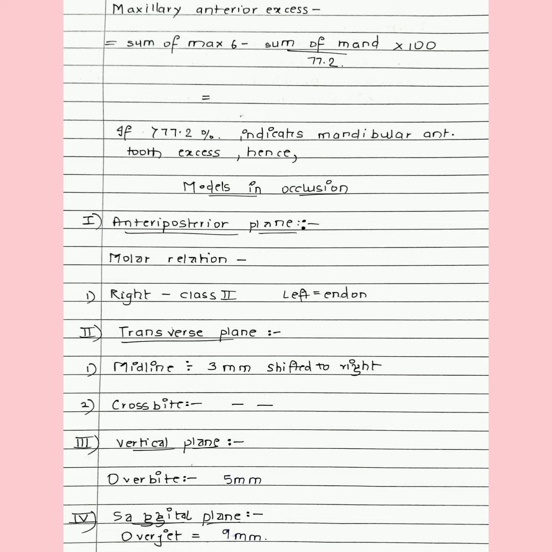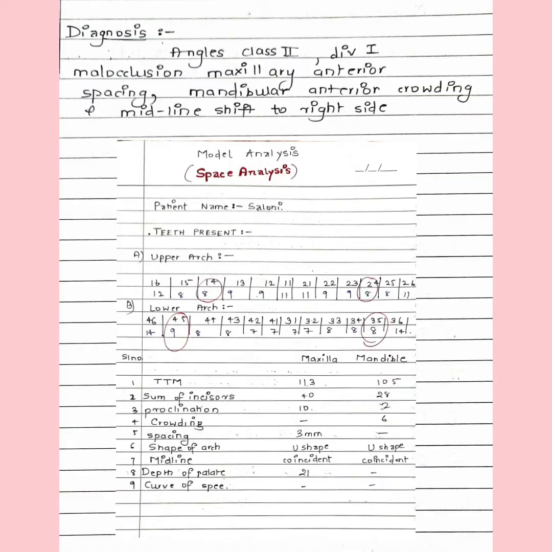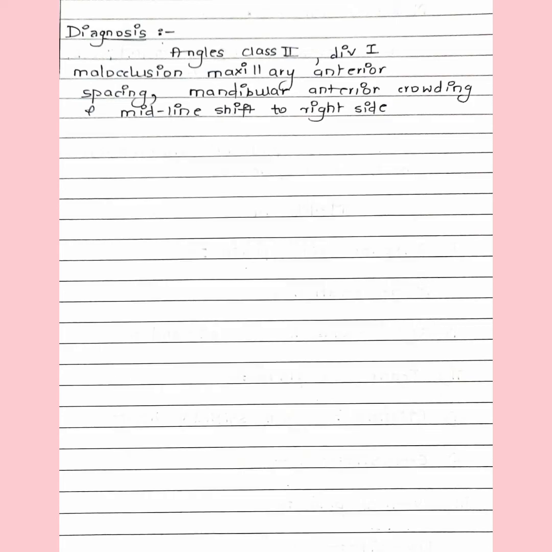Now we are going to observe the models, the cast we have, and write everything about the molar relation, the transverse plane relation, vertical plane, and sagittal plane. Then we give the diagnosis after looking at the cast. So this patient is a Class 2 Division 1 with a spacing in the maxilla of 3 mm that we already analyzed through our models, and crowding of 6 mm in the mandible.